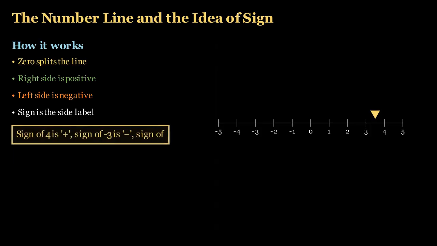Think of it like a street address, the sign tells you whether you live on the east side or the west side of Main Street. That's why we call it the sign of a number. It's the number's signature, its identity marker.